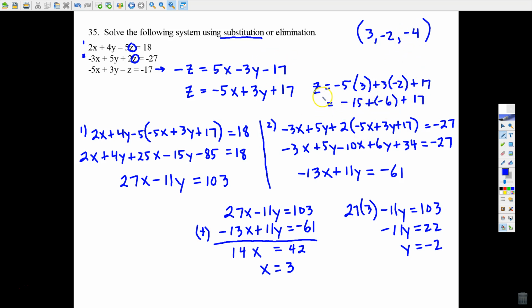Alright, and so we found our three values for the variables, and if you wanted assurance, if you have time on the test, you could plug these in, and they should make each one of these true when you replace the variables x, y, and z with these numbers. Okay, so that's the substitution method.